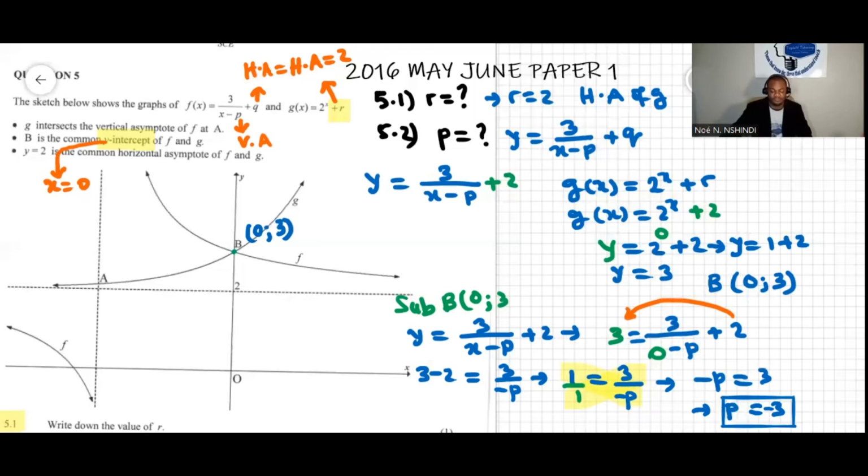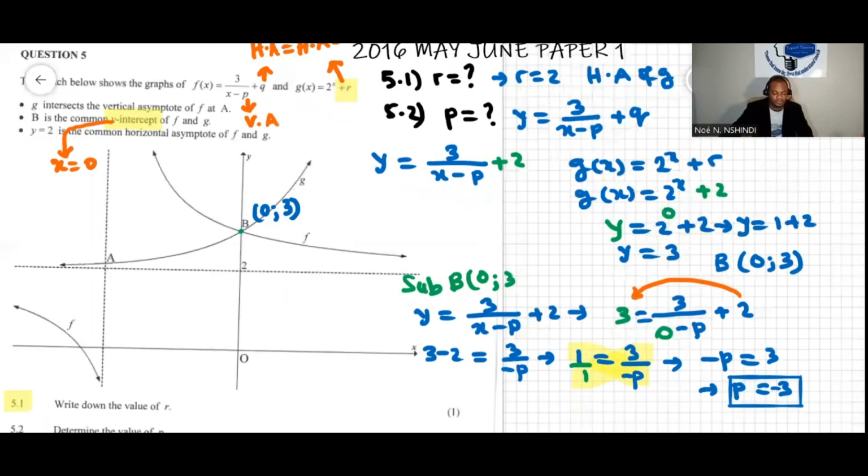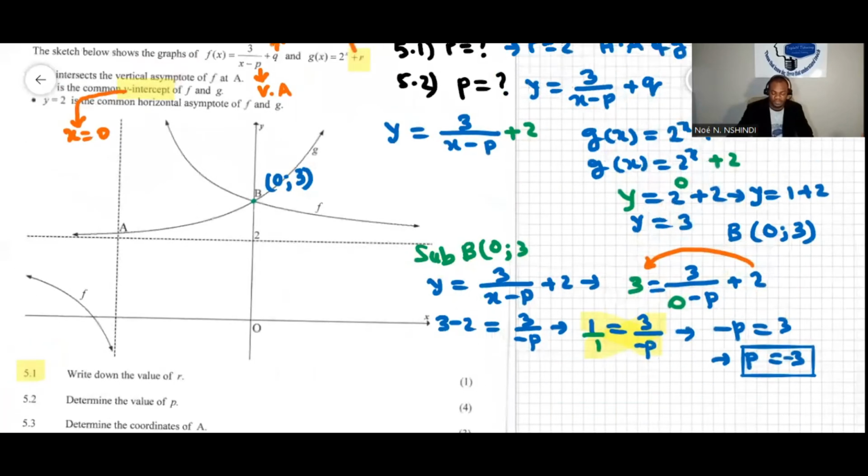P is negative 3. Now, that was the value of p.